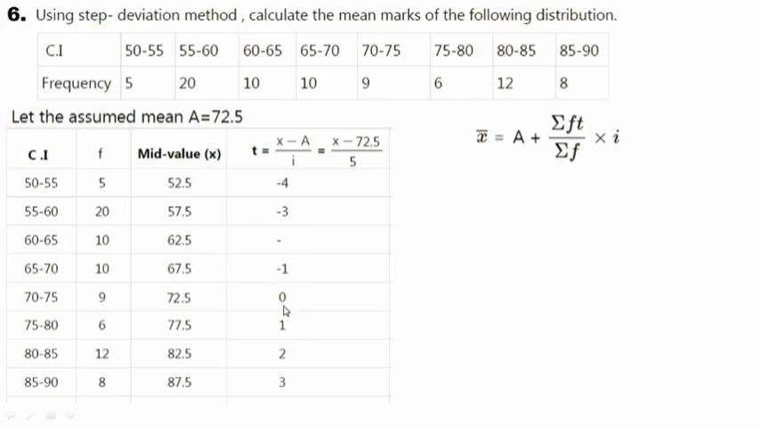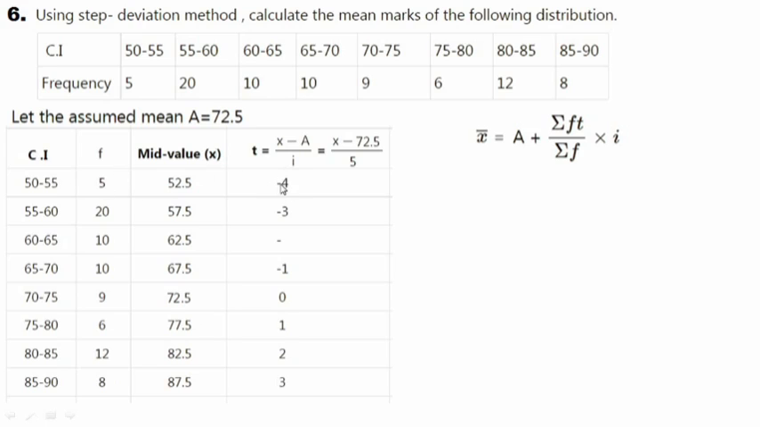So these give you the values for t, right? By the way, here it will be minus 2. So 2 is missing here, please write minus 2 here. Now I have got the value of t. Now I want f into t, so we will multiply f and t.